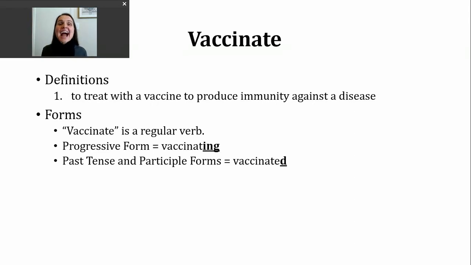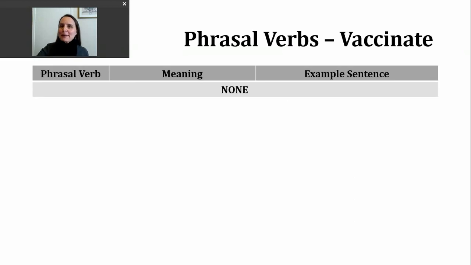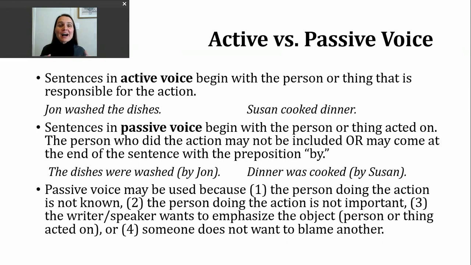Vaccinated, vaccinated. You'll be happy to know that I don't have any additional phrasal verbs that alternate or change the meaning of this particular verb. And that's going to allow us to do a little more focused verb tense practice. And as I thought about the verb vaccinate, what I thought about is I generally hear it being used in the passive voice. So I thought today would be a good day for us to review the differences between active and passive voice.